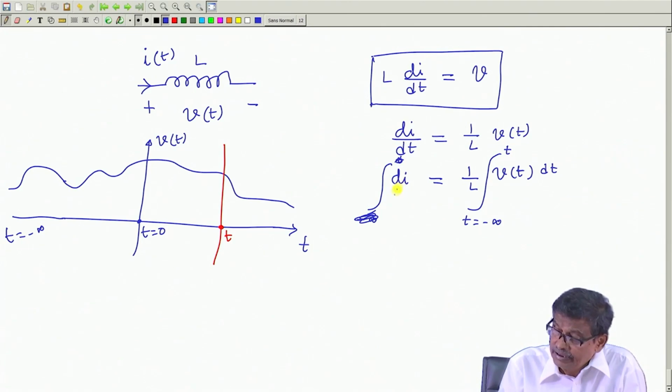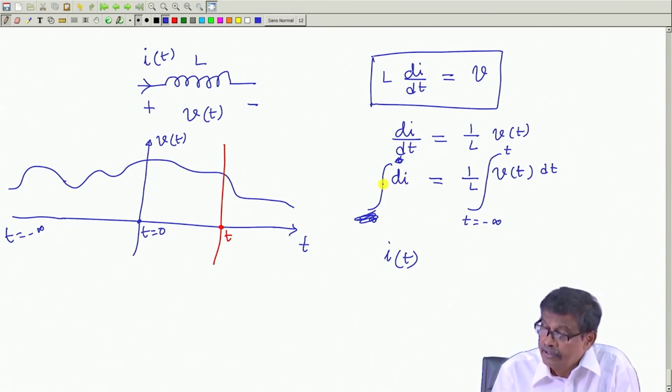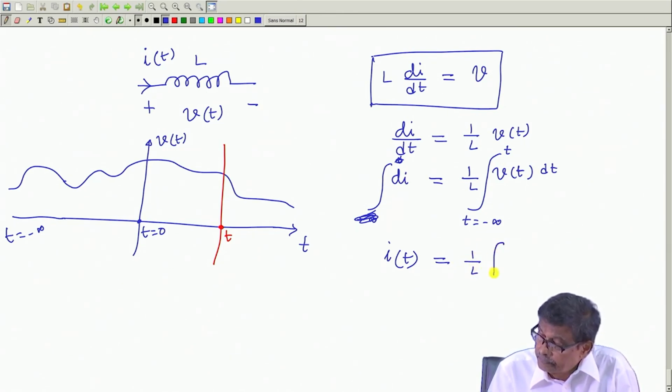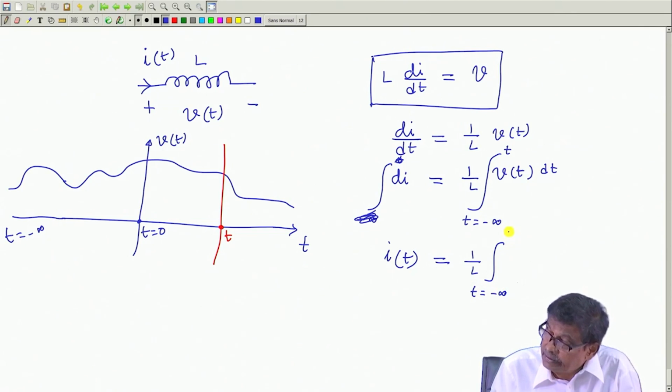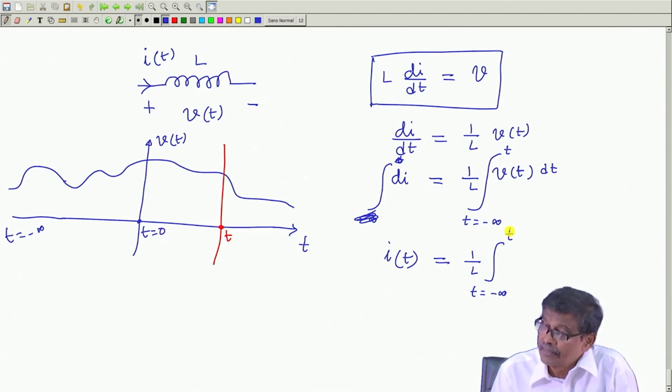So, what will this integration be? If you integrate di, you get I(t), no doubt, straight away. And this side you see it is equal to 1 by L times the integral of V dt from minus infinity to t. You have to integrate up to time t.